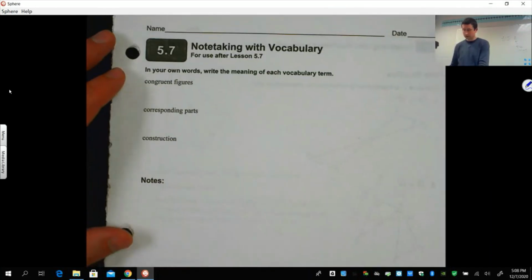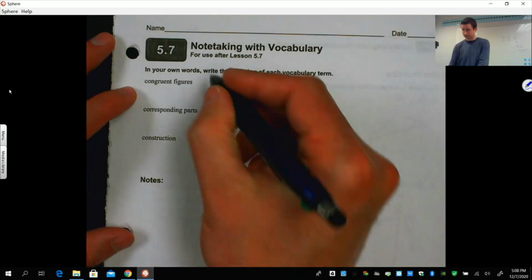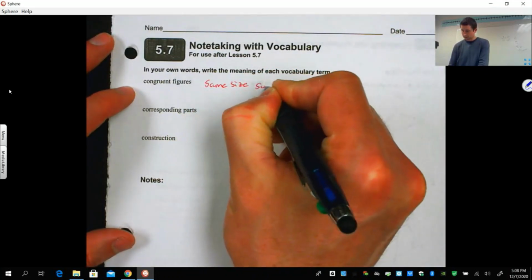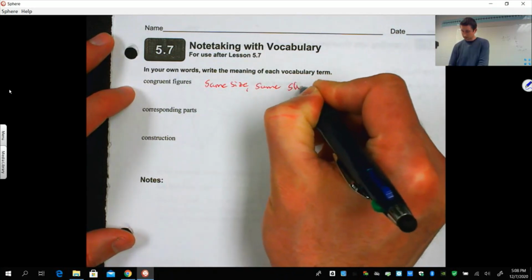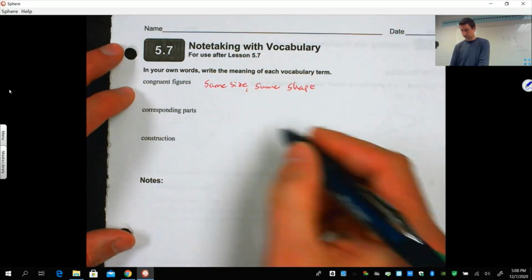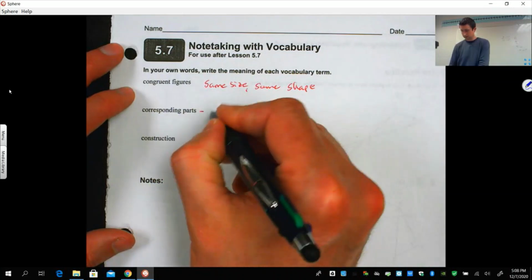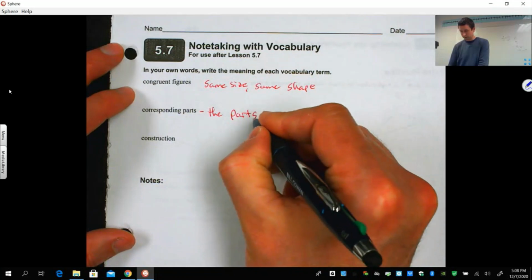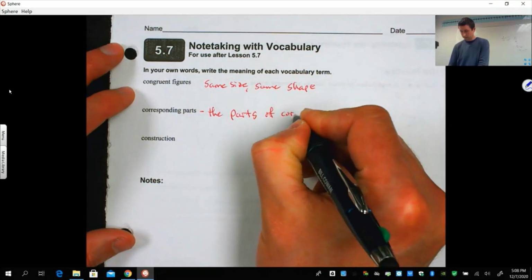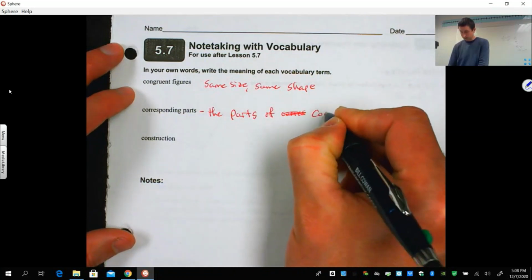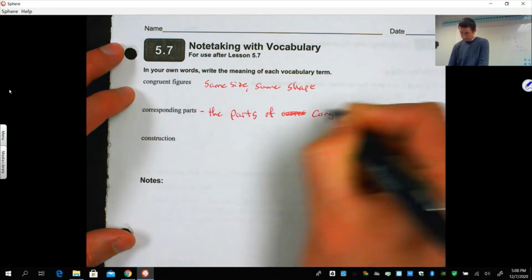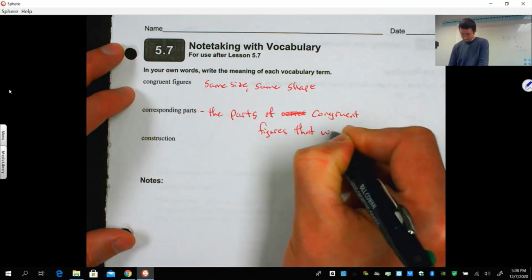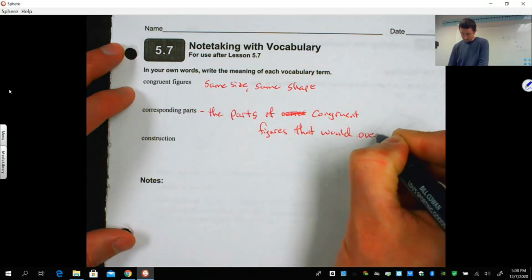So here's your vocab. Congruent figures, we know that's the same size, same shape. Corresponding parts, we already know that. So that's the parts of congruent figures. That would overlap.